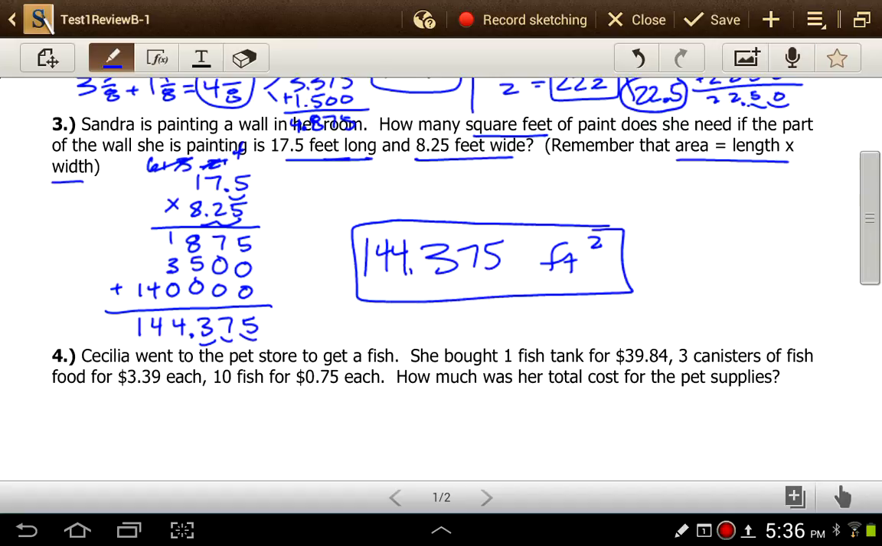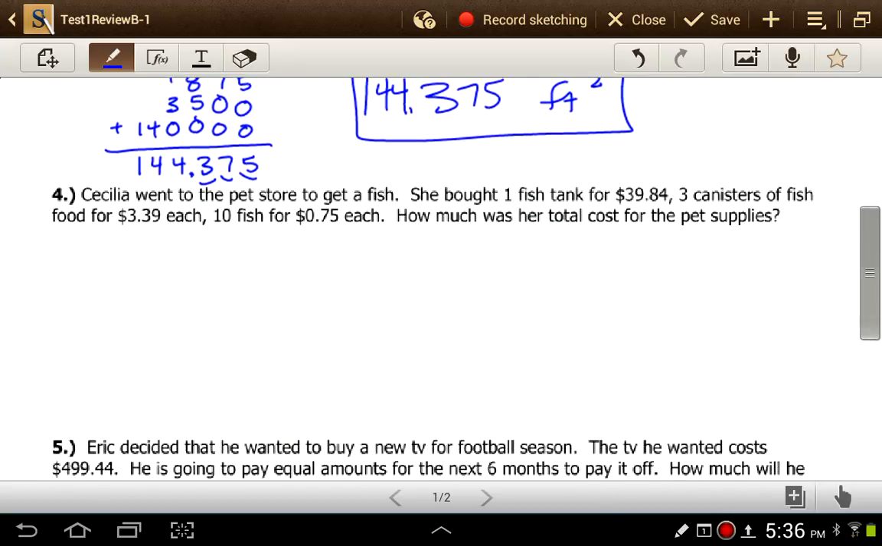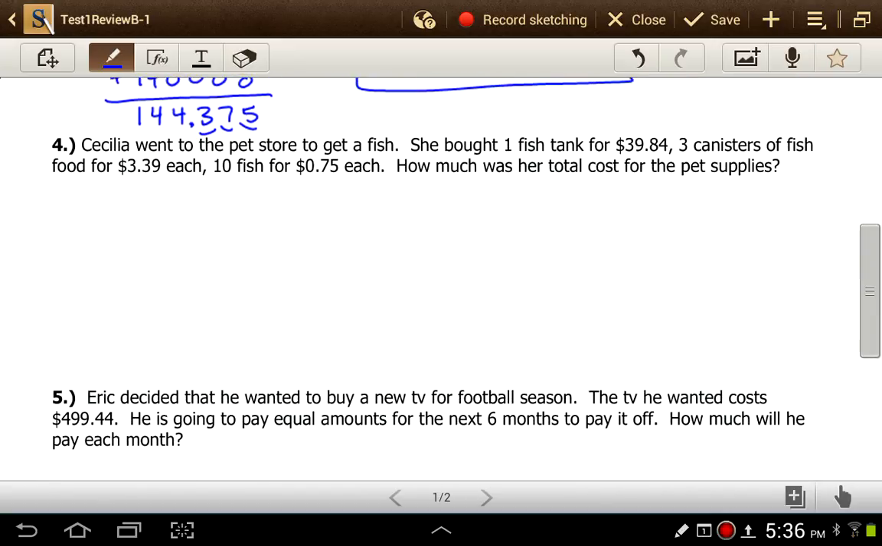Okay, your units are squared feet. It says it right in there, so you've got to be careful of that. Okay, number 4. In this one we have to do a lot of stuff. First, we have one fish tank, $39.84. So that one's pretty easy. I don't have to multiply that by anything. I'm multiplying it by 1, so I can do that in my head.